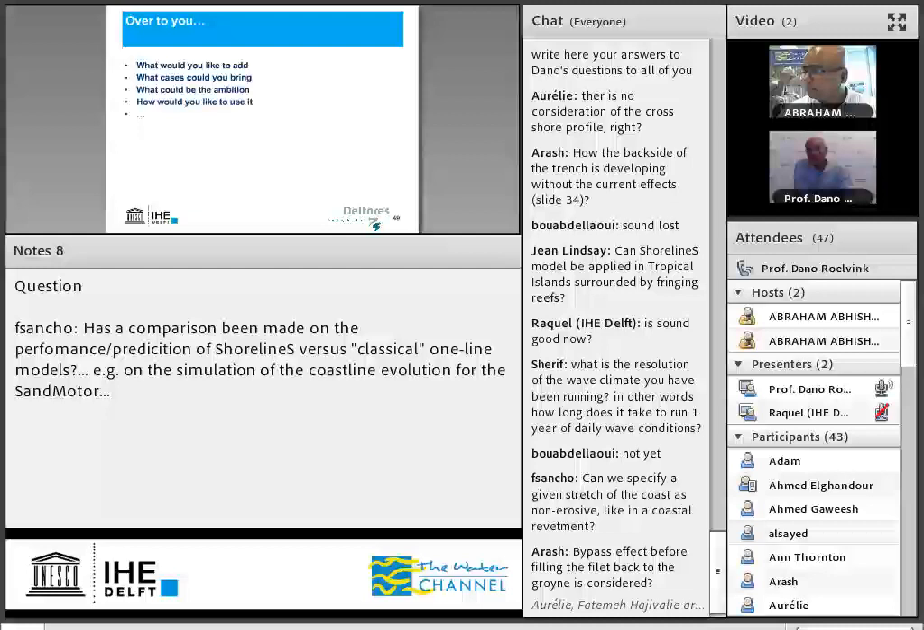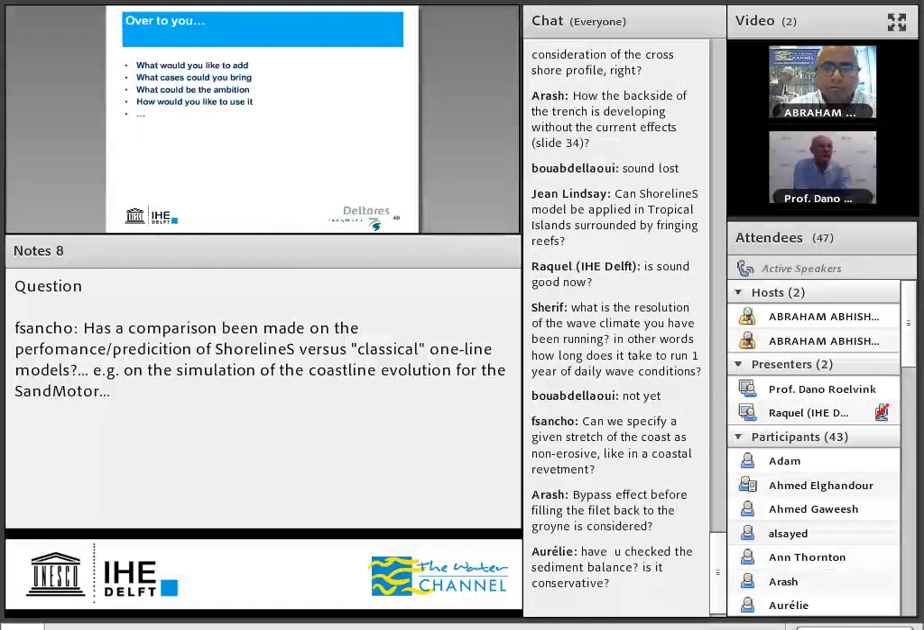Sometimes you get these instabilities at the coast. In our case we can accommodate them, but in the case of Unibest you have to suppress it by some numerical means. Okay.